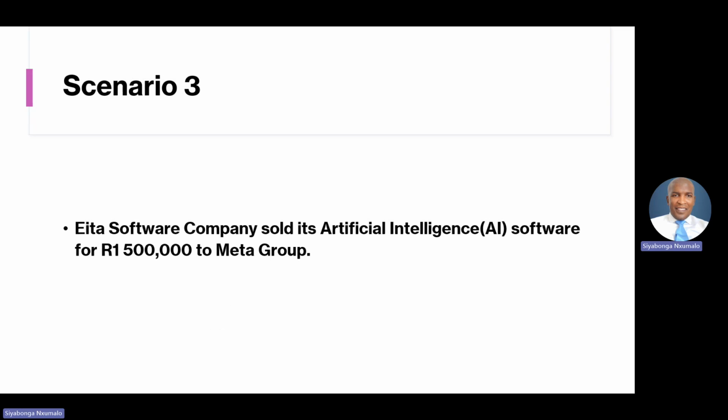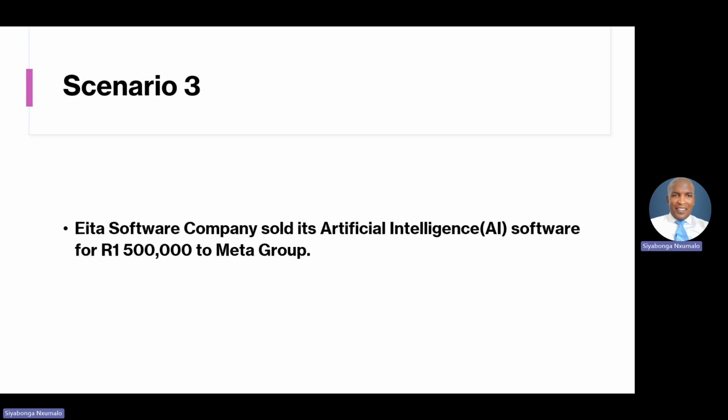Let's look at another scenario. ATA software company sold its artificial intelligence AI software for 1.5 million to Meta Group. So here, ATA is an IT company, right? They developed this AI solution software. Now they are selling it to Meta Group. So now, remember here, they're not buying it.